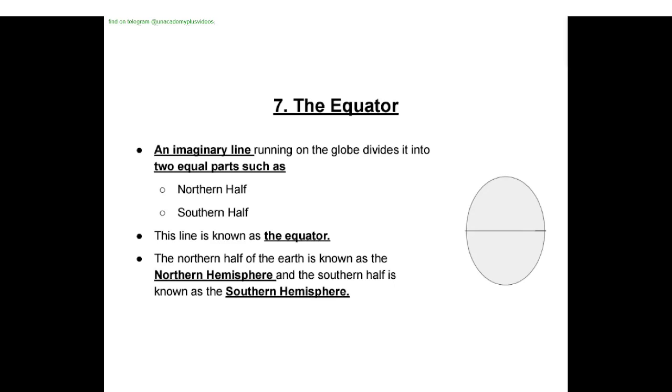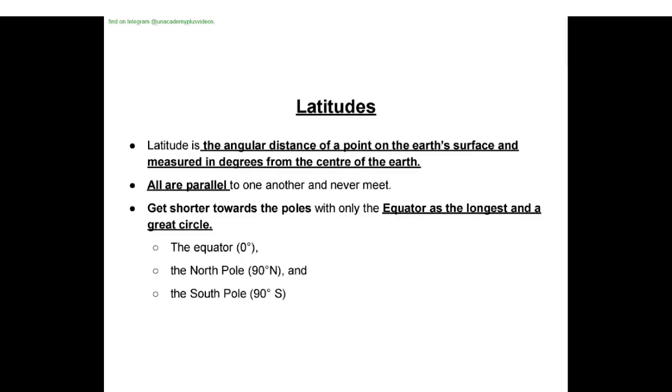Location on the globe. The equator. An imaginary line running around the globe divides it into two equal parts, the northern half and the southern half. This line is known as the equator. The northern half of the Earth is known as the northern hemisphere and the southern half is known as the southern hemisphere. Latitudes. Latitude is the angular distance of a point on the Earth's surface, measured in degrees from the center of the Earth. All latitudes are parallel to one another and never meet.